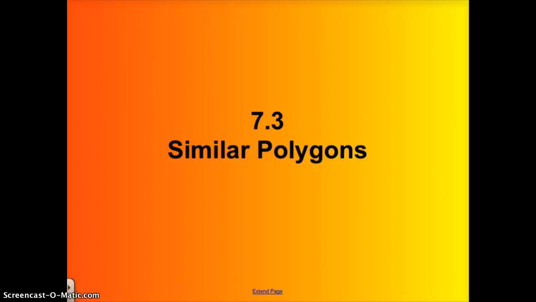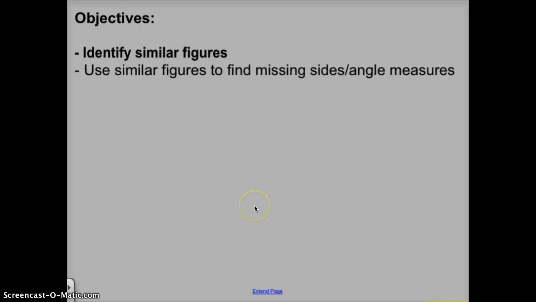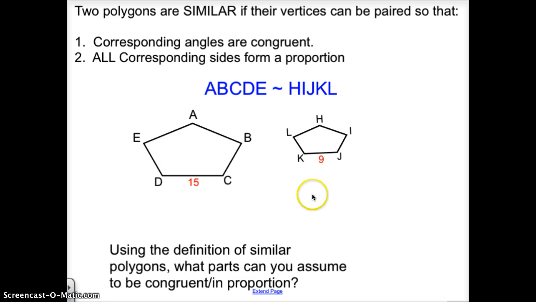In 7.3, we have similar polygons, and our goal with them is to ultimately find missing sides or missing angles when we know that they are similar. And first, we have to determine whether or not they are actually similar. So the first part we need to determine is what's the definition of similar triangles or similar polygons, that is.